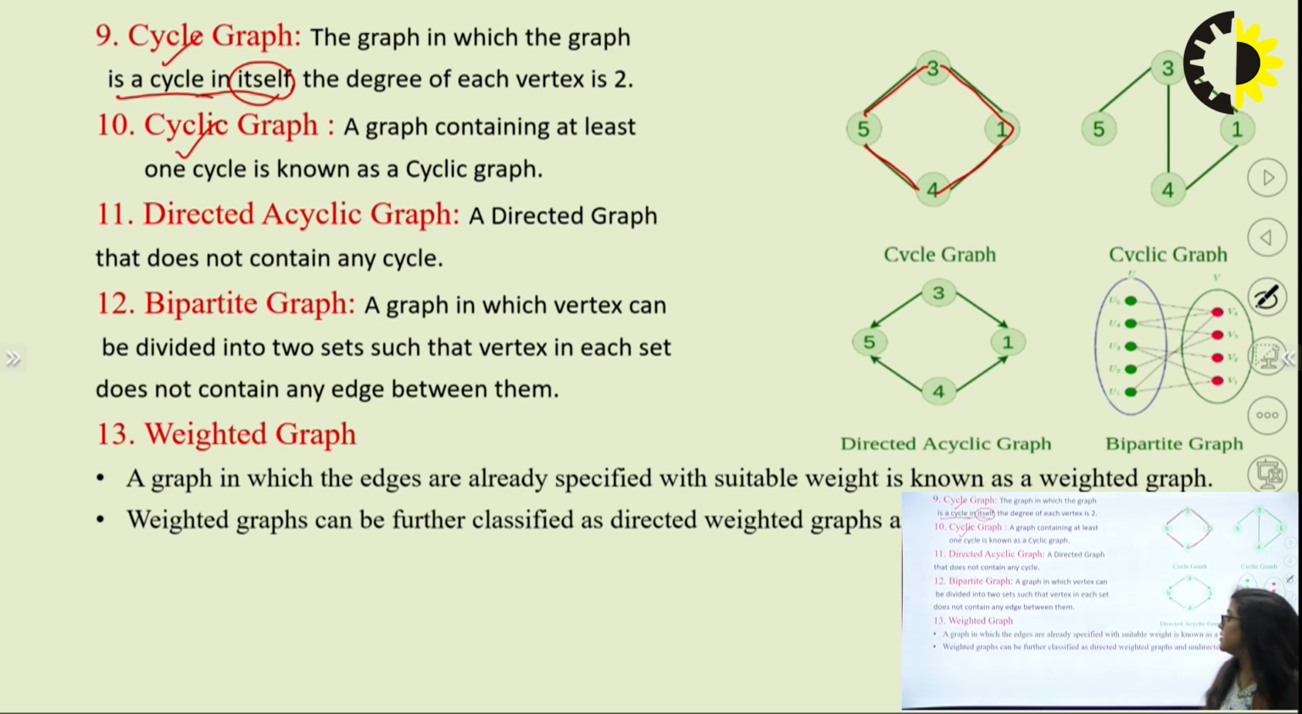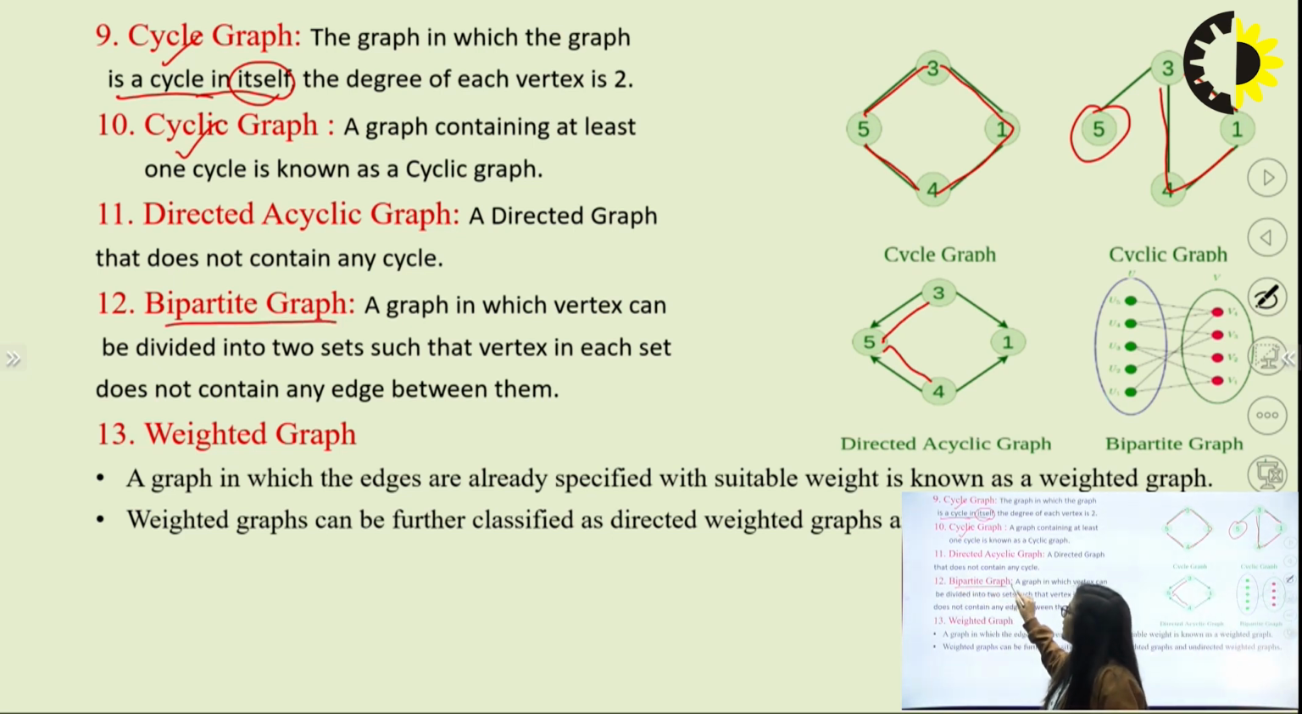A cyclic graph means some nodes make a cycle here, not using all the nodes, and 5 is left over. So it is a cyclic graph. A directed graph that does not contain any cycle is called a directed acyclic graph. There you cannot move around freely, and it is not a cycle because 5 moves to 3 and 3 moves to 5, but 5 cannot move to 4. So we can say that it is a directed acyclic graph.